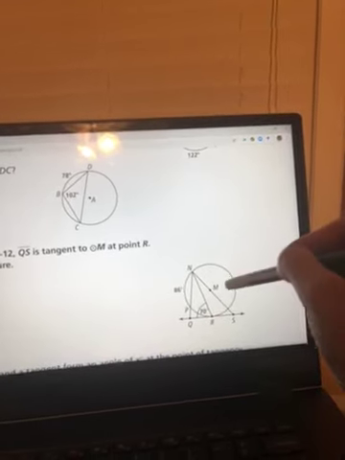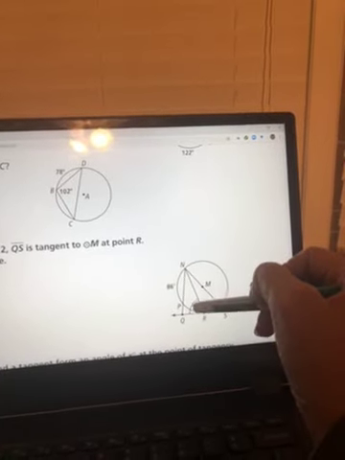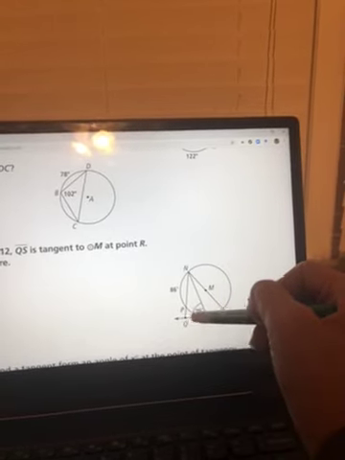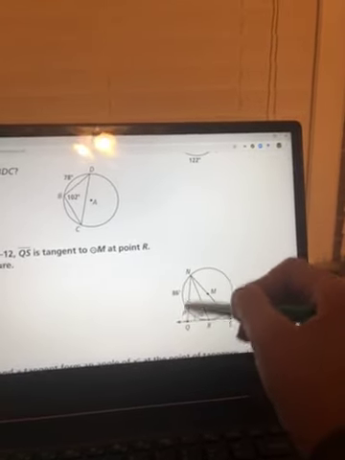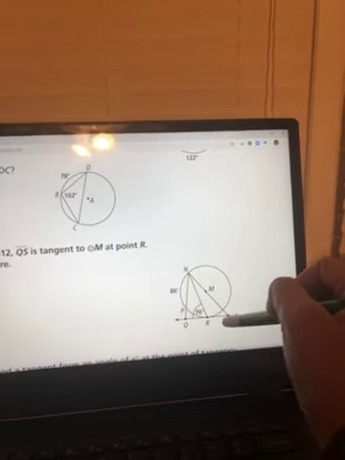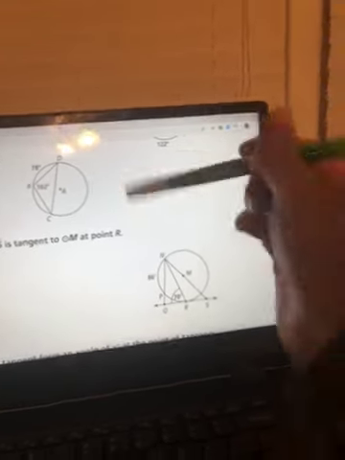So once you have your arcs labeled with degree measurements, you should be able to determine what your angle NPR is, PNR, RNS, and RNQ.